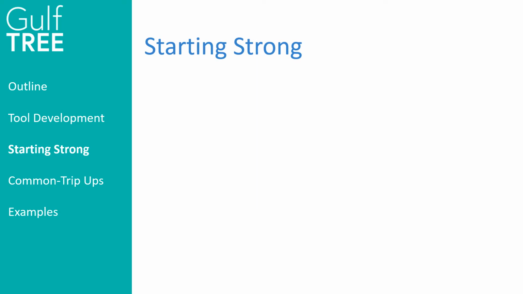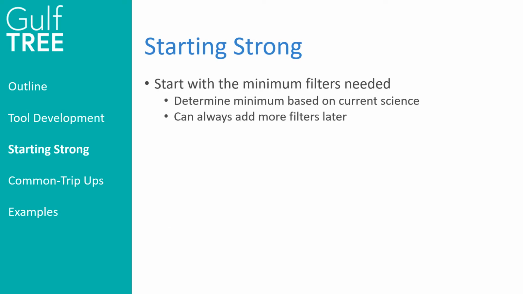So how do you do that? How do you start strong? Like I said, start with the minimum filters needed. Use your understanding of the current science on sort of assessing, do you need a lot of filters or not so many filters? Because remember, you can always go back and add filters later. So really just use the bare minimum of filters that you need to help narrow in.